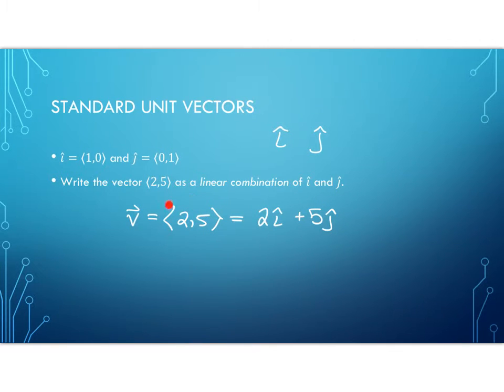So component form looks like this. Linear combination of i and j looks like this, right? Just two different ways of saying the same thing is all that is.